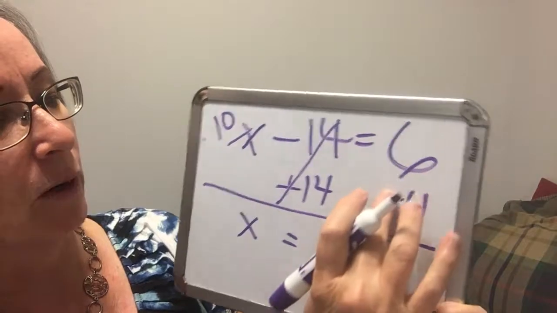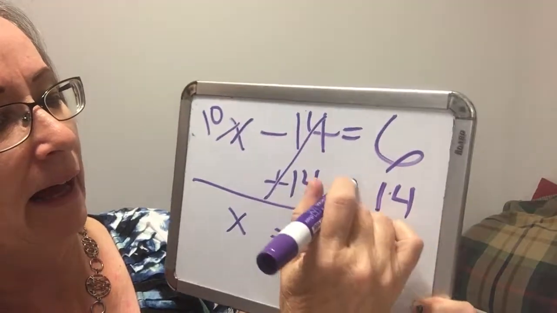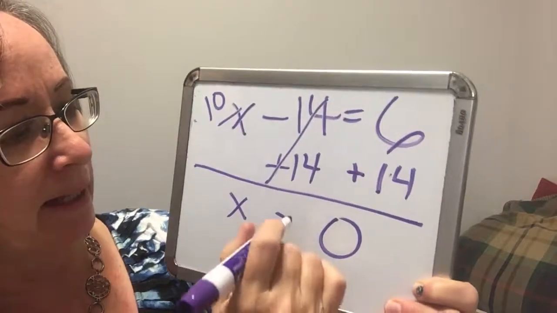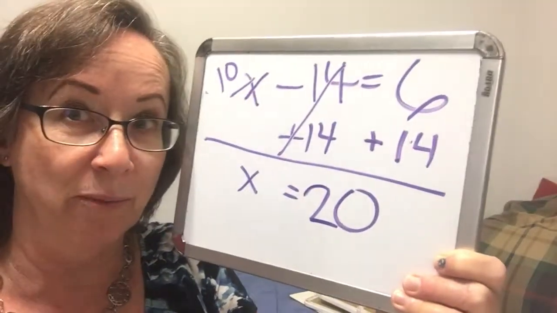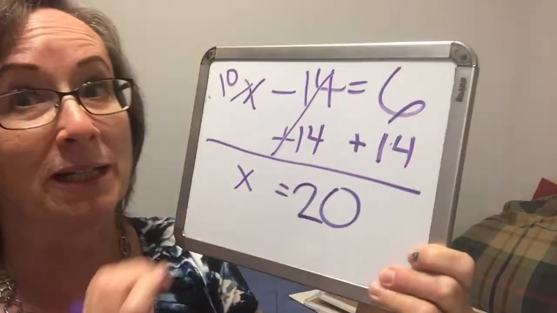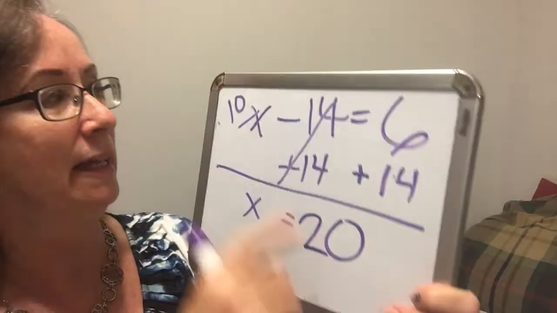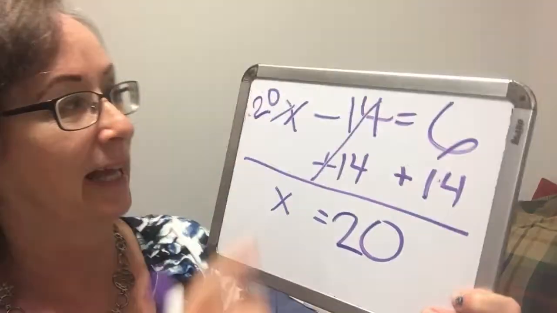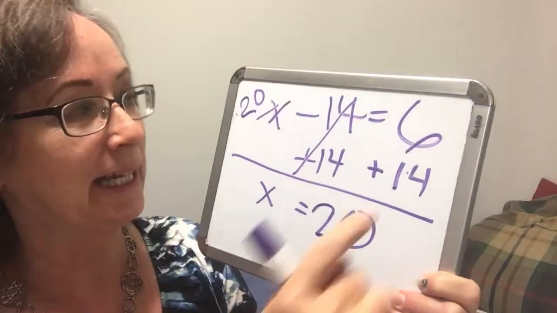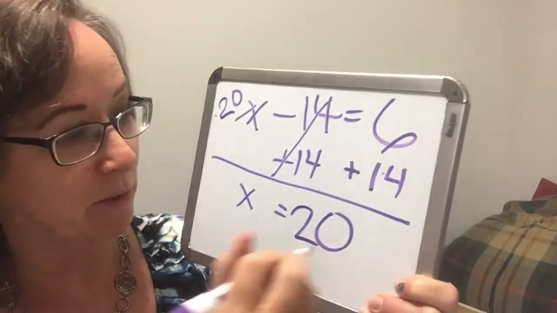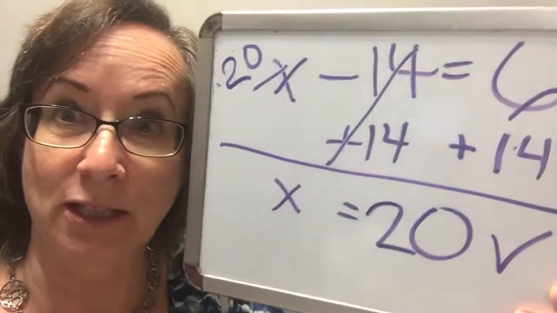You know what I did wrong. I didn't add the 14. That should have been a 20. I bet you caught that at home and you didn't say anything. Okay, so 6 plus 14 is 20. So now we're going to make this 20. And 20 take away 14 is 6. And that is true. So 20 is the real solution.